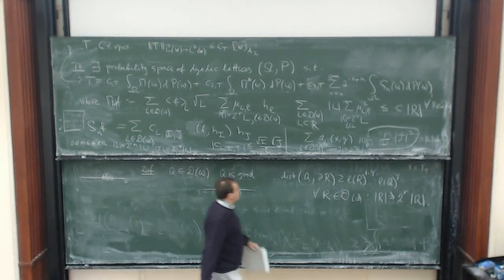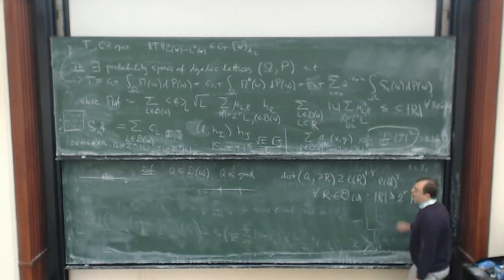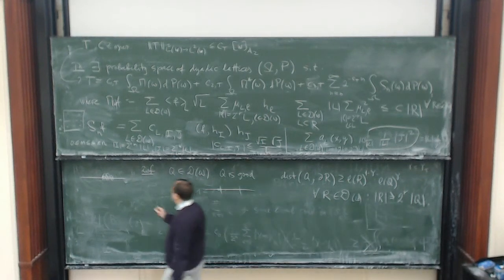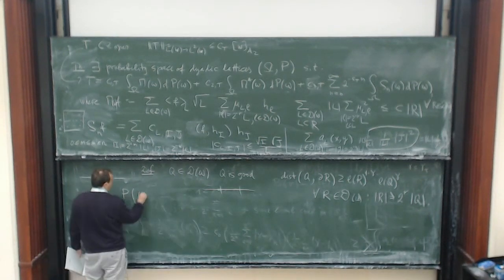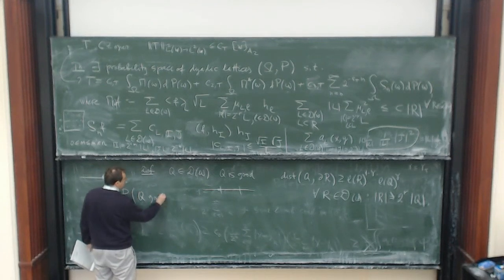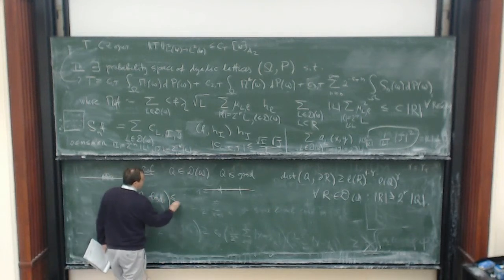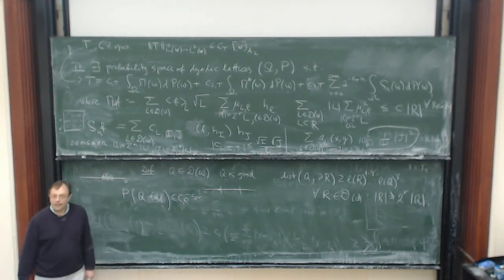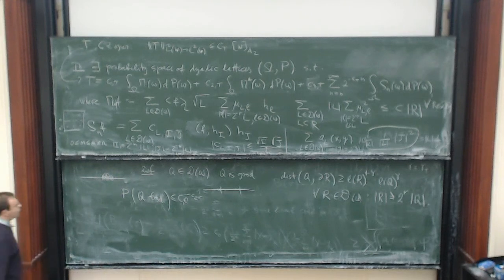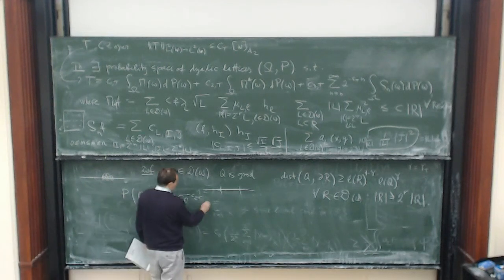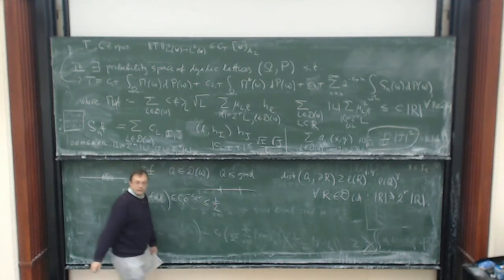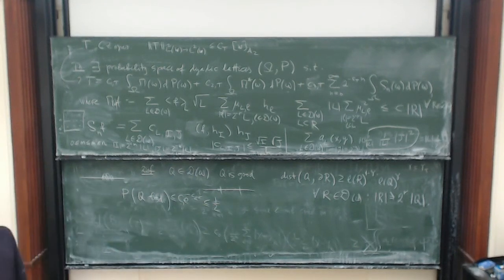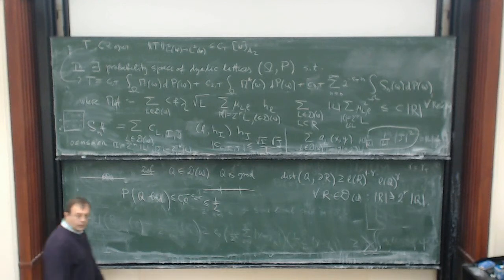So then if you choose R large enough, it's rather easy to see that the probability of the cube to be good, or it may be better to say bad, is less than, and so if you choose this C2, if you choose R sufficiently large, you can have it less or equal than 1/2 uniformly for the cubes.